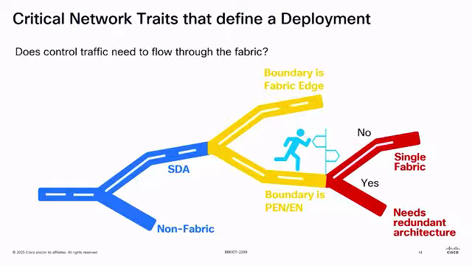But if you have requirements for that traffic to flow through the fabric, then we need to look for redundancy, for a redundant topology that will make sure you don't have downtime. And this is what we will cover with the Audi case.